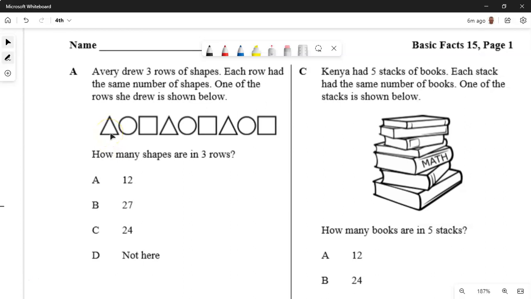Okay, so we can just count them. So that's 1, 2, 3, 4, 5, 6, 7, 8, 9. And to figure out how many would be in 3 rows, that would be 3 times 9. And 3 times 9 equals 27. That'd be answer choice B. Okay. Go ahead and look at problem number B.